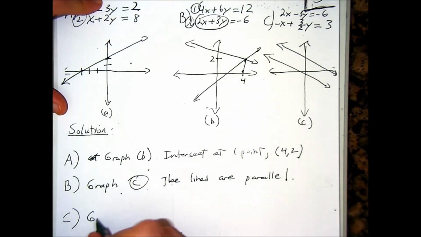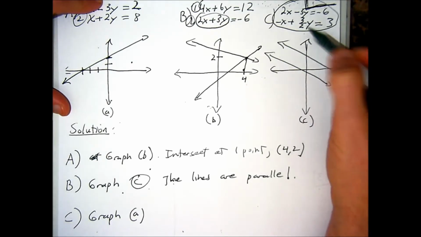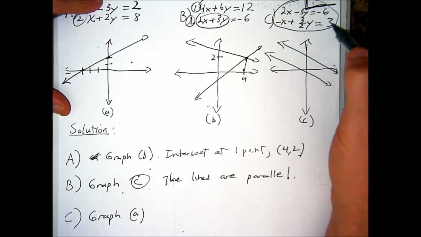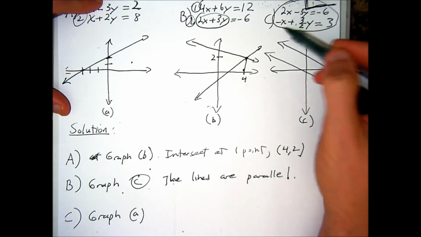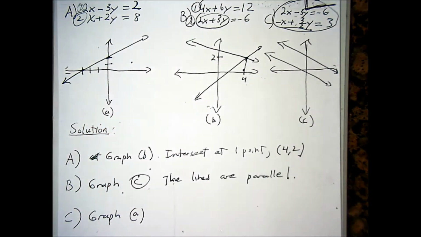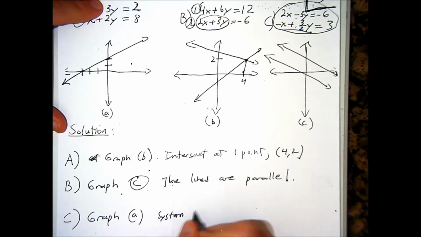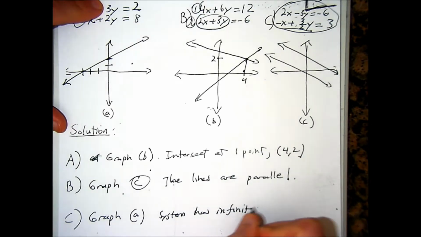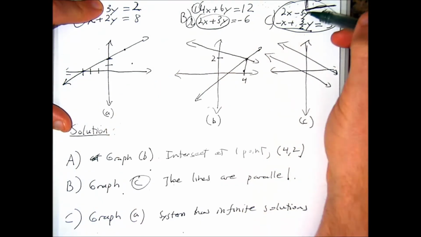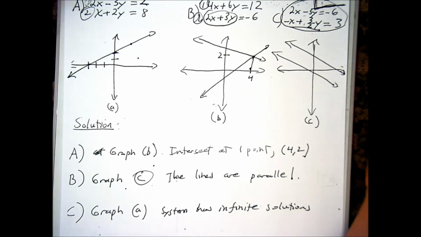And then that leaves us with graph A here, where if I multiply the second equation by 2, I would get 2x minus 3y equals negative 6. So really, the second equation is the first equation written a different way. And that's why you only see one line here, because there are two lines on top of each other, if you want to think of it that way. This system would have infinite solutions. Meaning that any point that I pick on this line would solve the first equation and the second equation, because they're essentially the same equation written two different ways. But the point is that there's an infinite number of solutions.